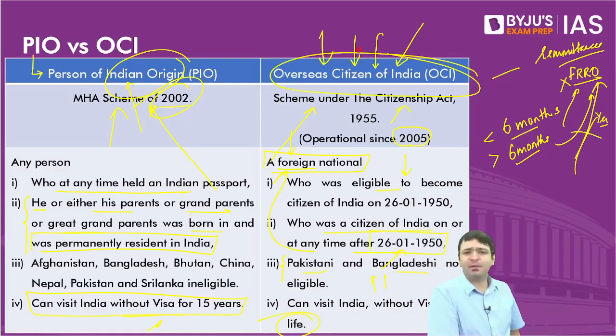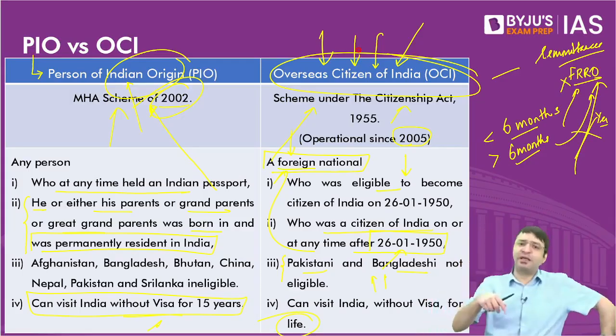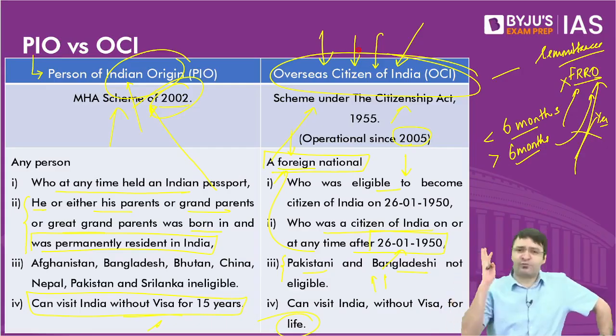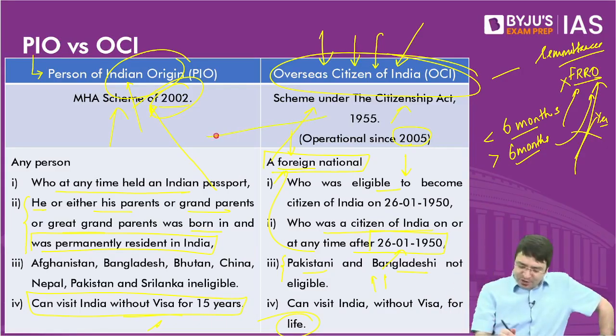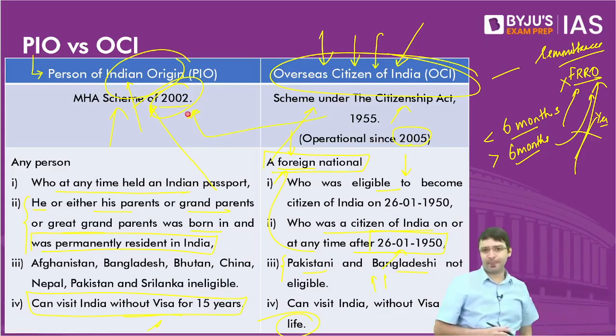But then some people alleged and said, Overseas Citizen of India, which has much improved benefits, which means you can come to India without any visa for life. Whether your stay in India is for 6 months or more doesn't matter. You don't have to report to the police. Some demanded that the same protection be given to persons of Indian origin as well.